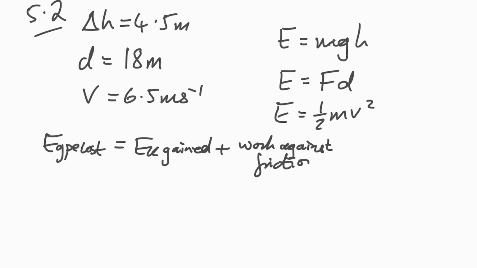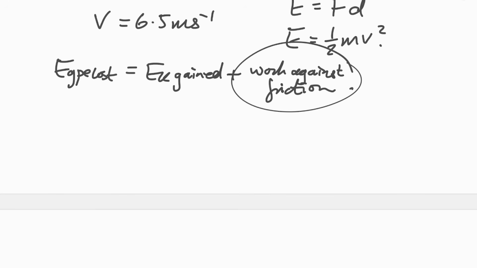Again, that's just energy, isn't it? Cool. So we're looking for this. We know that this is going to be, well, let's say this work is equal to EGPE minus EK. That's fine. We'll sort out the work bit in a minute, but that's going to be mgh minus half mv squared.